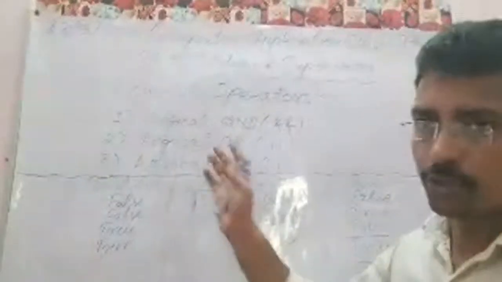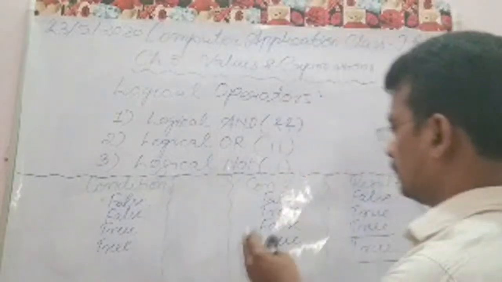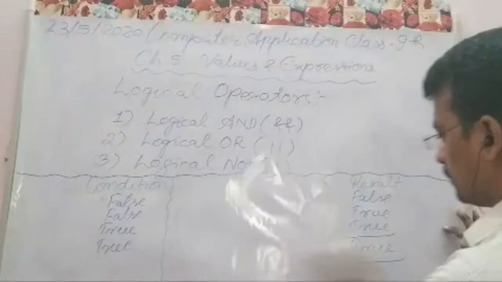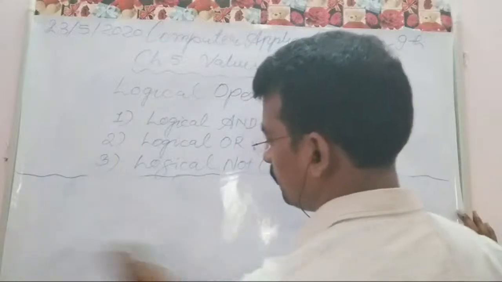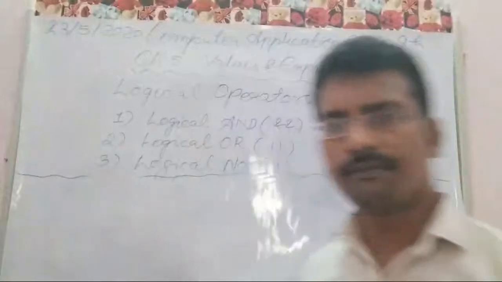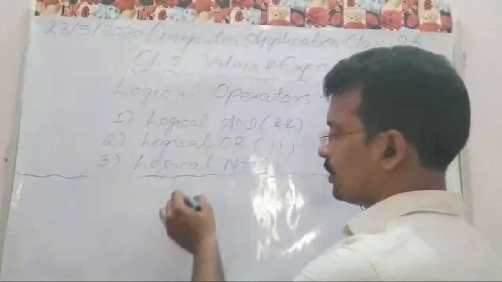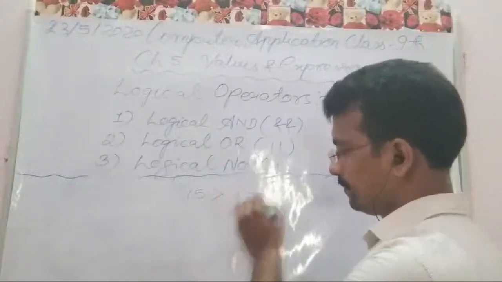Okay, after telling this logical table, I will tell you how you will use this operator in the program. Okay, next is there. Now we are going to see the use of the logical NOT. Actually, logical NOT is used in a different way. See, suppose one condition is there, 15 is greater than 17, and this is one condition, and in front of this condition, this way the NOT operator is used.